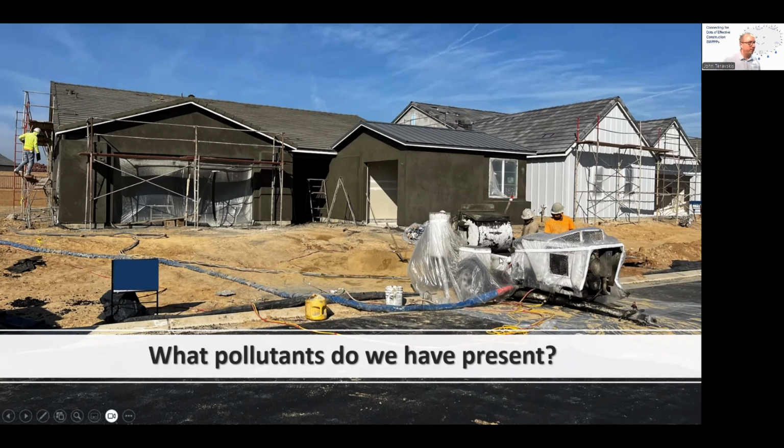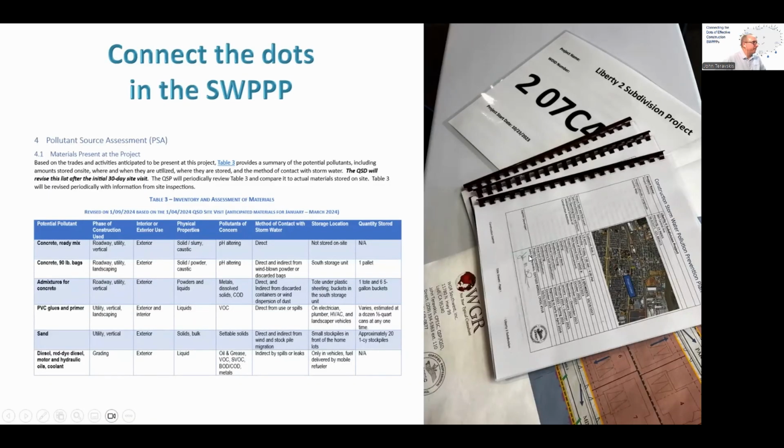So, okay, what pollutants do we have present? That is one of our dot to dots that we're connecting. The next thing is to connect the dots in the SWPPP, and that's where our pollutant source assessment is happening. We're identifying those materials. We've identified the activities.